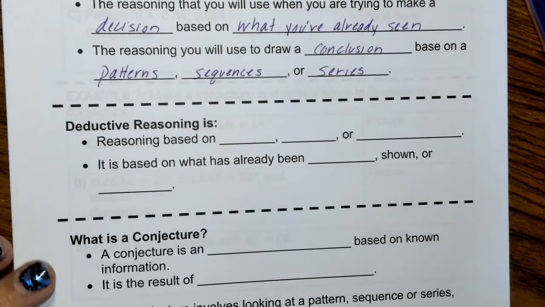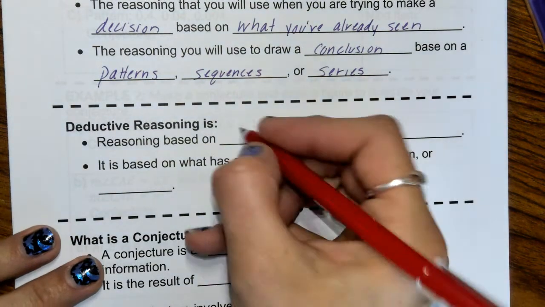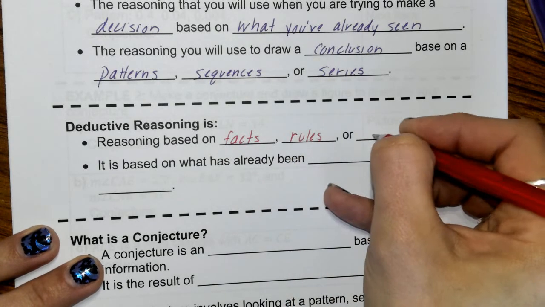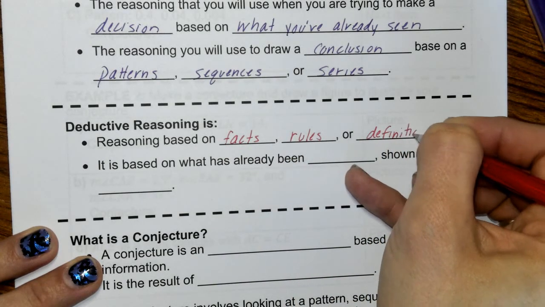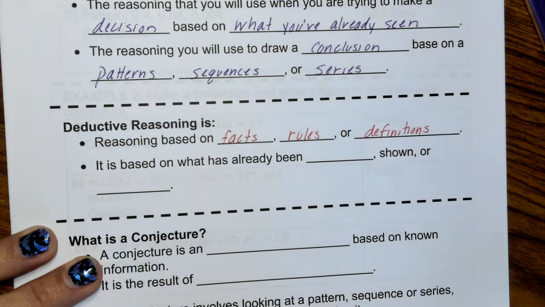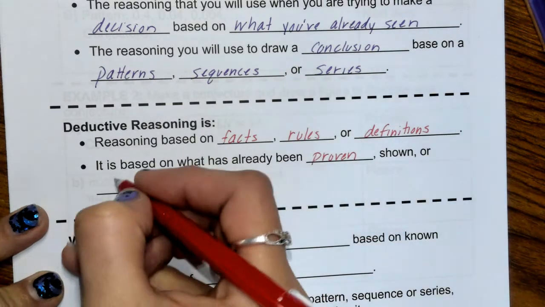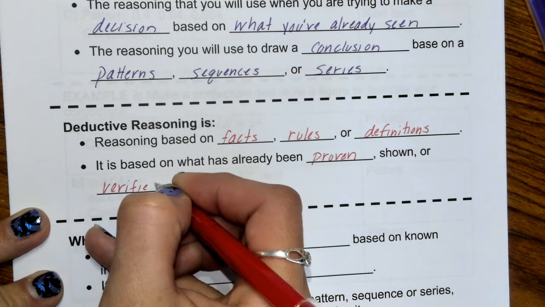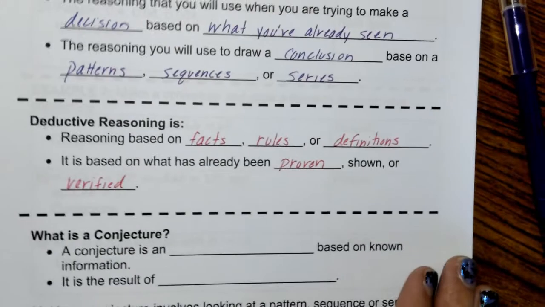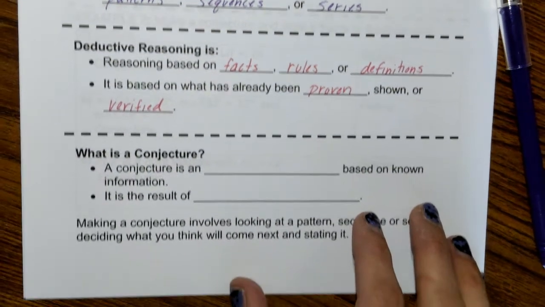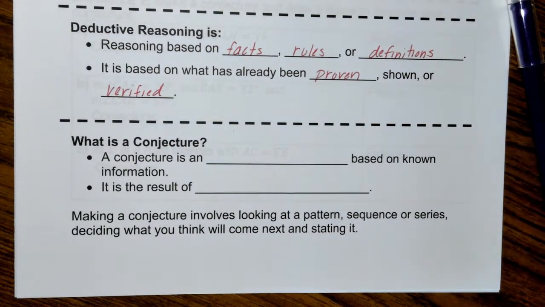Deductive reasoning is going to be based on facts, rules, or definitions. It is based on things that have already been proven, shown, or verified. So this is like me saying I'm using deductive reasoning when I tell you that a triangle has three sides, because that's a fact. There's no change in that. There are no ifs, ands, or buts. It's also part of the definition. But again, we don't get too deep into the reasoning here.